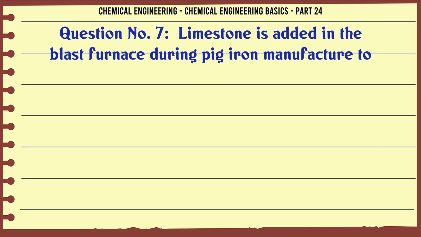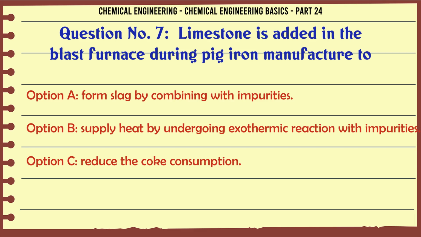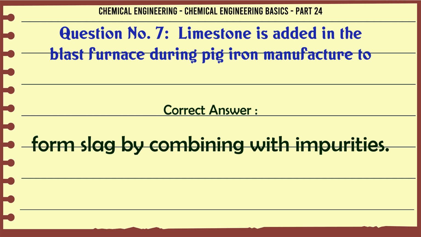Limestone is added in the blast furnace during pig iron manufacture to: A. Form slag by combining with impurities. B. Supply heat by undergoing exothermic reaction with impurities. C. Reduce the coke consumption. D. Reduce slag viscosity. The correct answer is form slag by combining with impurities.